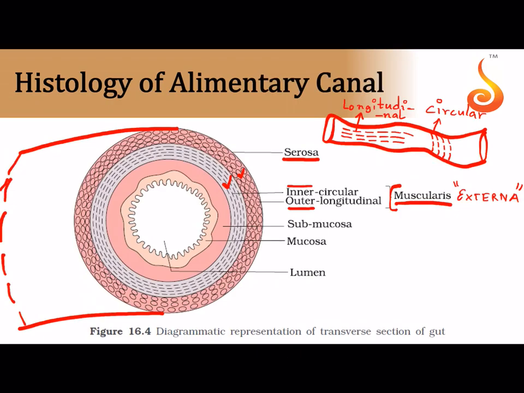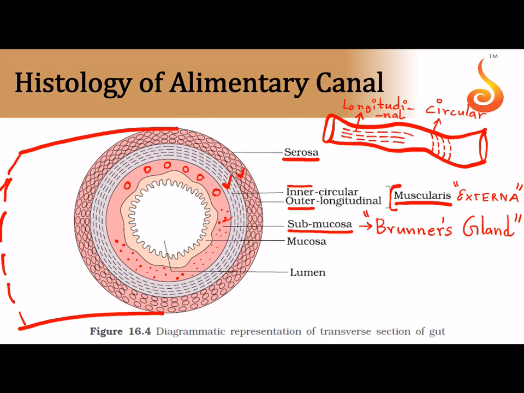Then inner to the muscularis, you can see this area which is made up of loose connective tissue. It is actually not loose connective tissue, it is dense irregular connective tissue is what you find in this, and this particular tissue or layer is referred to as submucosa. In the submucosa you will find certain glands, and these glands which are present in the submucosa secrete a lot of mucus, and these are referred to as the Brunner's glands. So remember, in the submucosa, you have mucus secreting glands, which are referred to as the Brunner's gland.